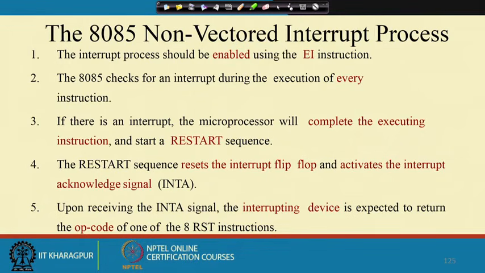8085 checks for an interrupt during the execution of every instruction. As I said, it is the last but one clock cycle of an instruction at which the interrupt status is checked. So that way it is at the end of that instruction. It will check whether an interrupt has occurred or not, and if an interrupt has occurred, then instead of executing the next instruction in the sequence, the processor goes to the interrupt service routine.